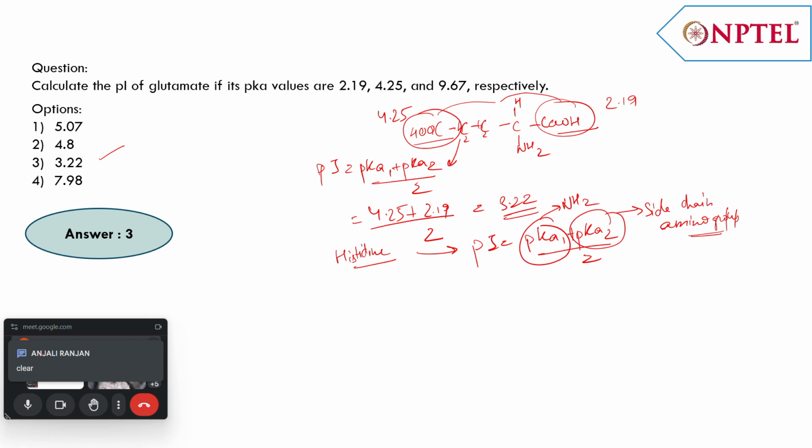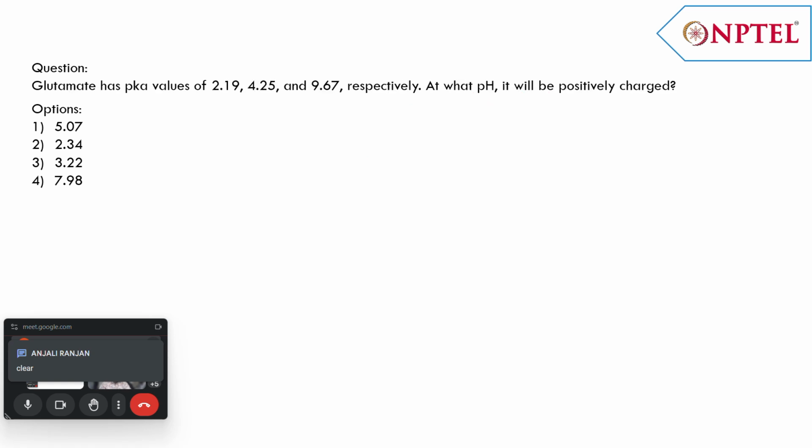Okay, so let's move on to the next question. Glutamate has these three pK values. At what pH would it be positively charged?